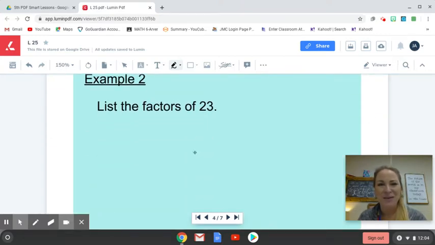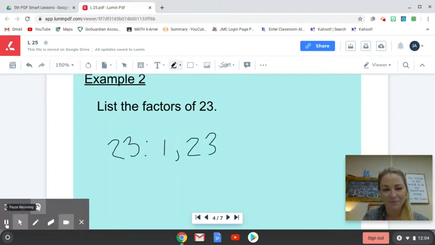Pause the video and try this one on your own. All right, so you can see my work here. The factors of 23 are only 1 and itself, 1 and 23. And I mentioned this earlier, but this, by definition, is a prime number. 23 is a prime number. It has exactly 2 factors, 1 and itself. So 23 is a prime number. These are the 2 factors of 23.